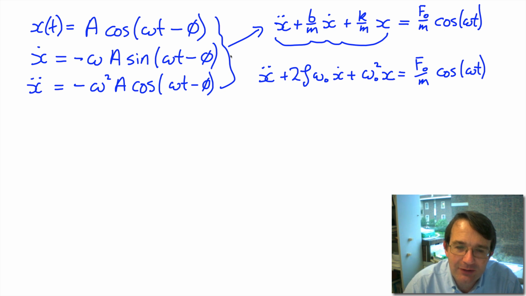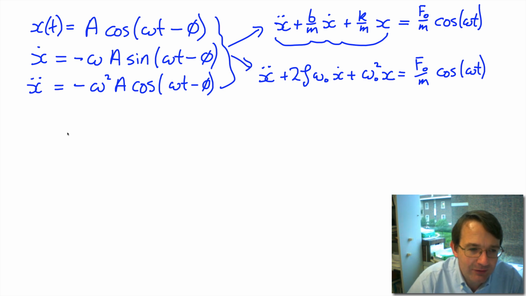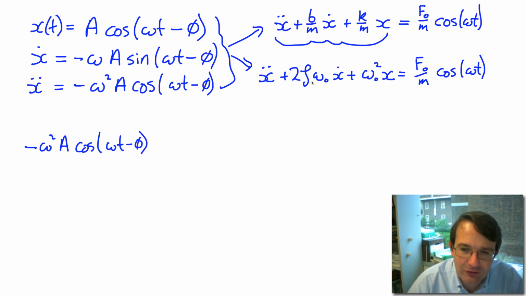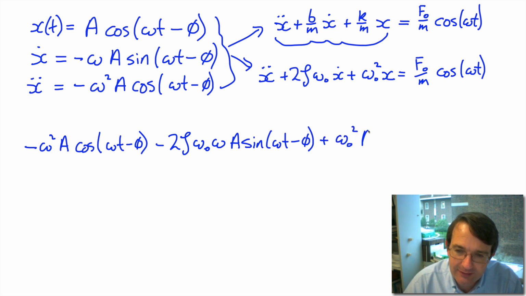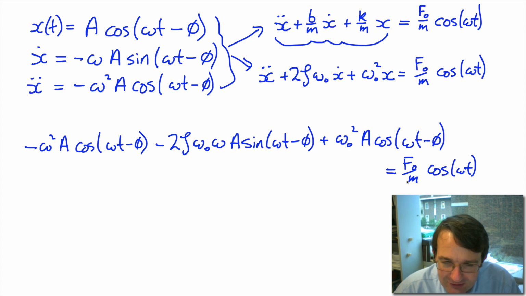So now we're going to substitute these values into this equation here. So when we do this, we're going to end up with minus omega squared a times the cosine of omega t minus phi. So that's our x double dot term. Then we're going to have 2 zeta omega naught times this. So this is going to be minus 2 zeta omega naught times omega, and then a sine of omega t minus phi. And then finally here, we're going to have plus omega naught squared times a cos of omega t minus phi. And then this, of course, is just equal to our f naught over m times the cosine of omega t. Now, the algebra is getting a bit hairy.